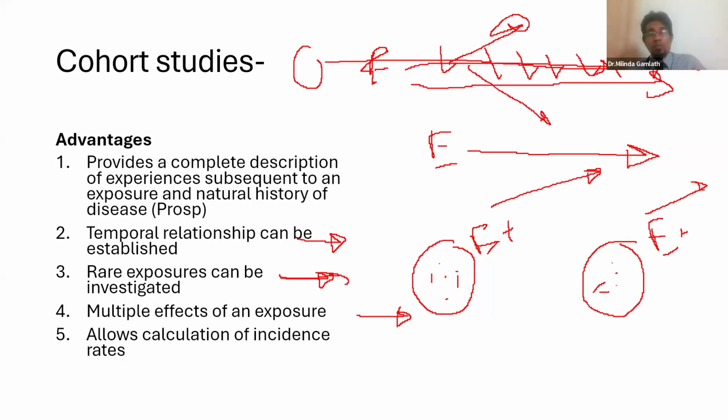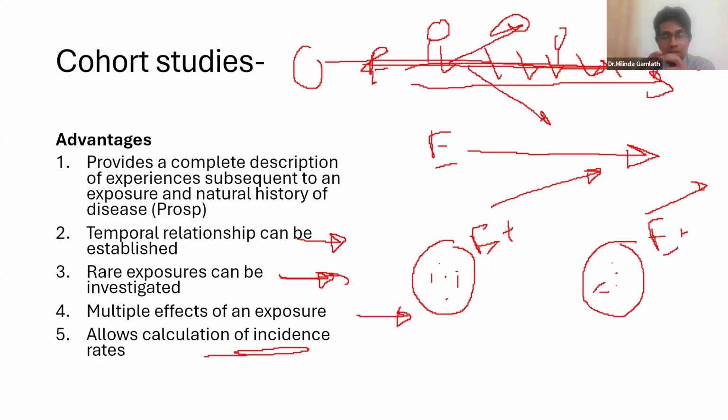If you take smoking, you follow them up and you find that they get cancer of the mouth, oral cancers as well. So that's another outcome, so you can do a study on that as well. So you can study multiple effects of a single exposure. And this also allows you to calculate incidence rate. Like I mentioned earlier, we will look at incidence rates later. But basically, because you follow these people up, you can find the occurrence of disease as well.